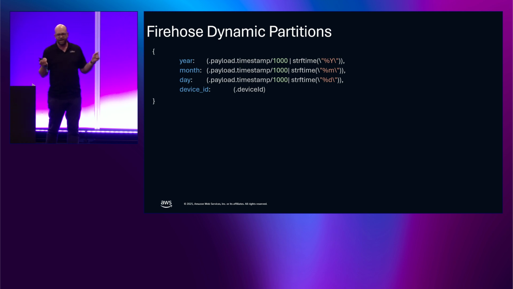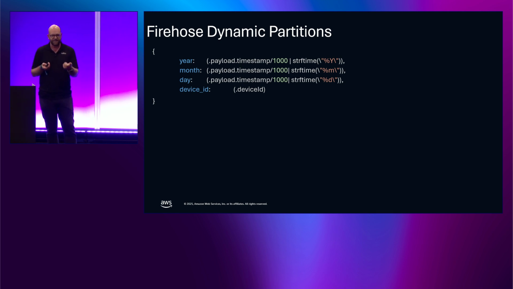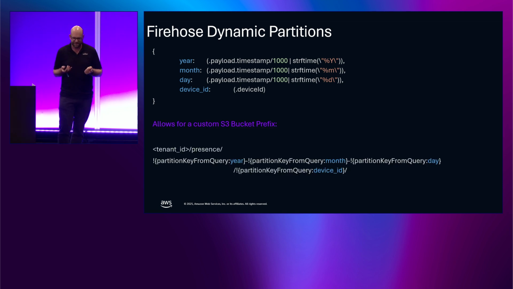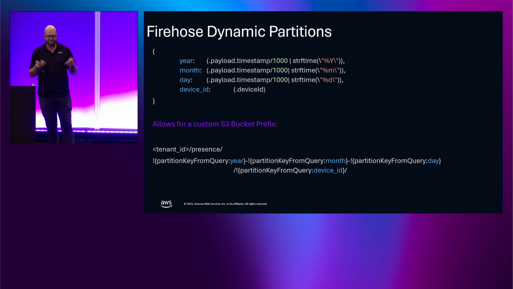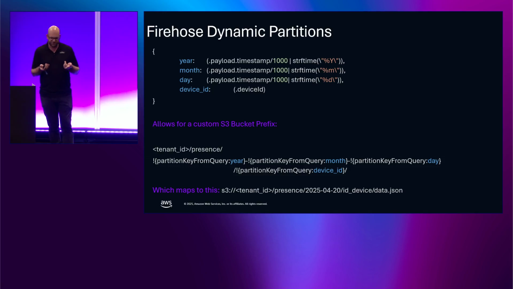So you configure that. Firehose can do dynamic partitions. So I just pull the year, month, day and device ID out of my payload. So any JSON payload that goes through Firehose, you can pull out that information and use that as part of your partitioning. So that's what I've done there. So I tell it, this is the path where I want to store my data.